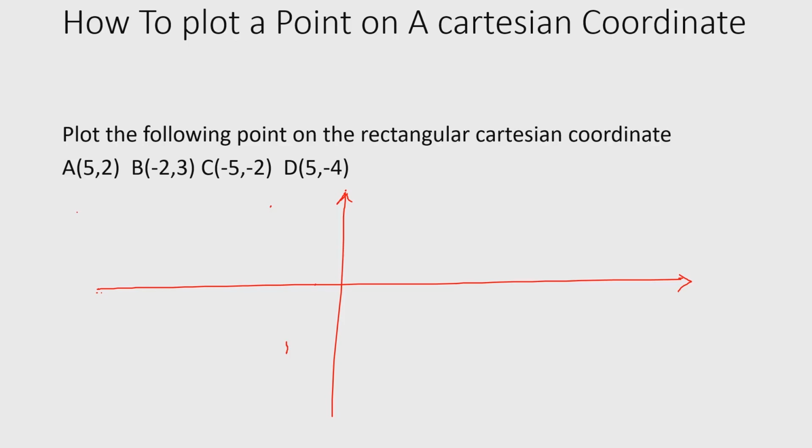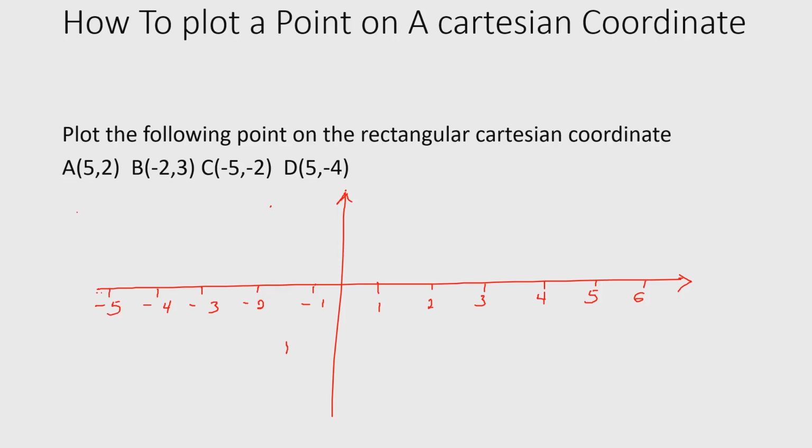So what we are going to do is label all of this. I can say this is 1, this is 2, this is 3, this is 4, this is 5, and I can call this one 6. The next thing to do is I can also say this is minus 1, minus 2, minus 3, minus 4, and also minus 5.